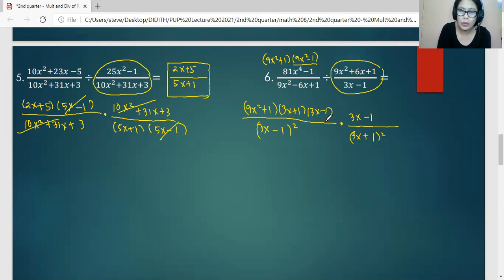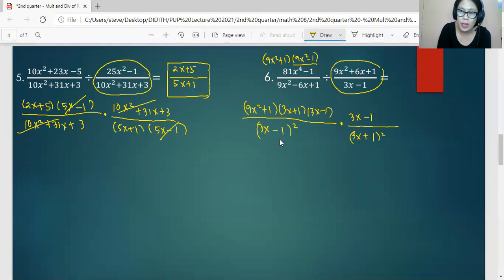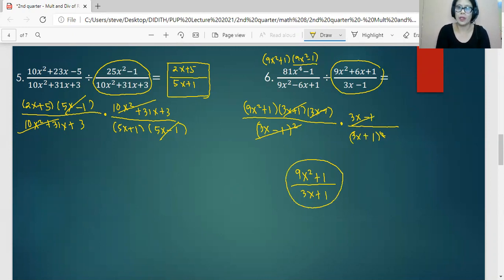Now, guys, we have 2 3x minus 1 on the numerator, which is the same as quantity 3x minus 1 squared. So we will cancel the 2 3x minus 1 on the numerator and this one. Also, 1 3x plus 1 here, and then 1 3x plus 1 is cancelled on the denominator. So the answer for number 6 will be the remaining expression on the numerator, which is 9x squared plus 1 all over 3x plus 1. There. Okay, more examples.